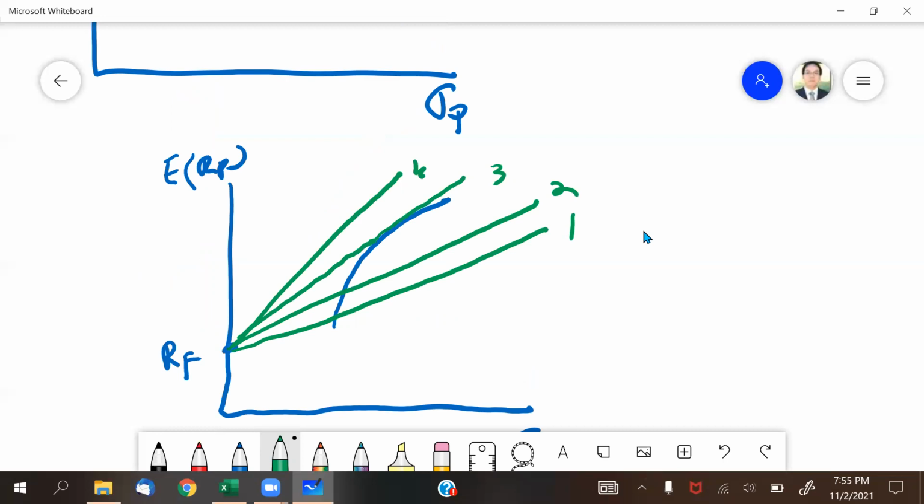Of course, line number 2. The second line is better than line number 1. It's very easy to prove. You see here, with the same risk, the second line offers a higher expected return. So the second is definitely better than the first. What about between the third and the second? Of course, the third is better than the second.